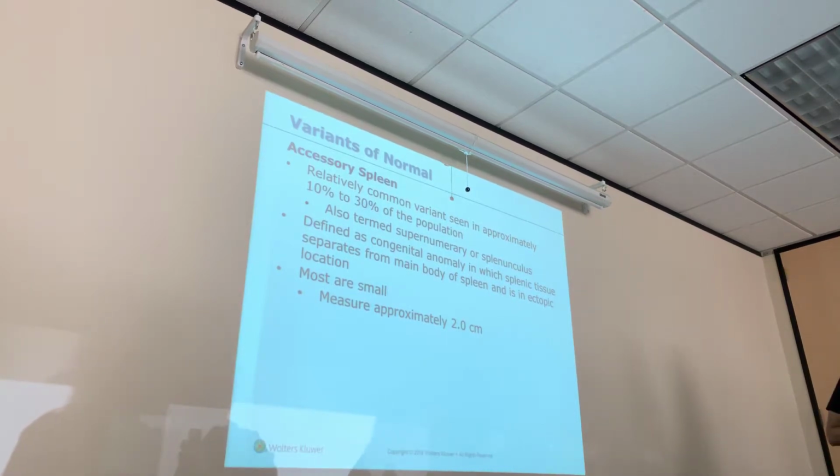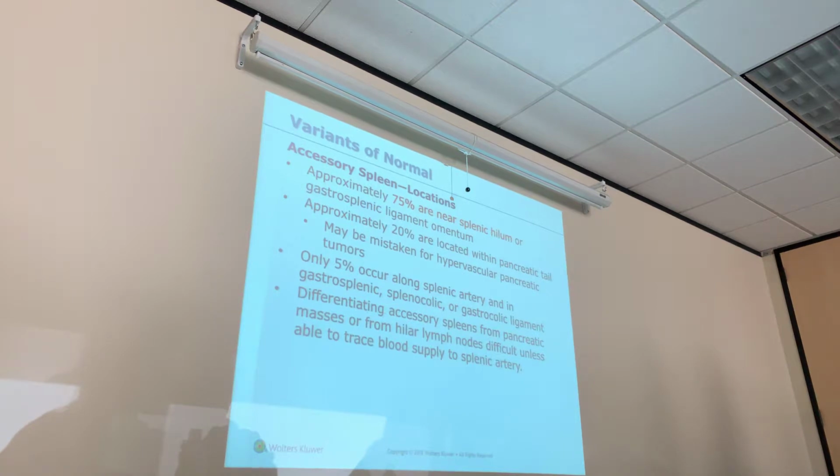It's a congenital anomaly in which the splenic tissue separates from the main splenic body, and it's ectopic to the location, meaning it's located elsewhere, but usually you see it at the hilum of the spleen. Most are very small, approximately 2 centimeters. Approximately 75% are near the splenic hilum, and the hilum is where you will see all the vessels going in.